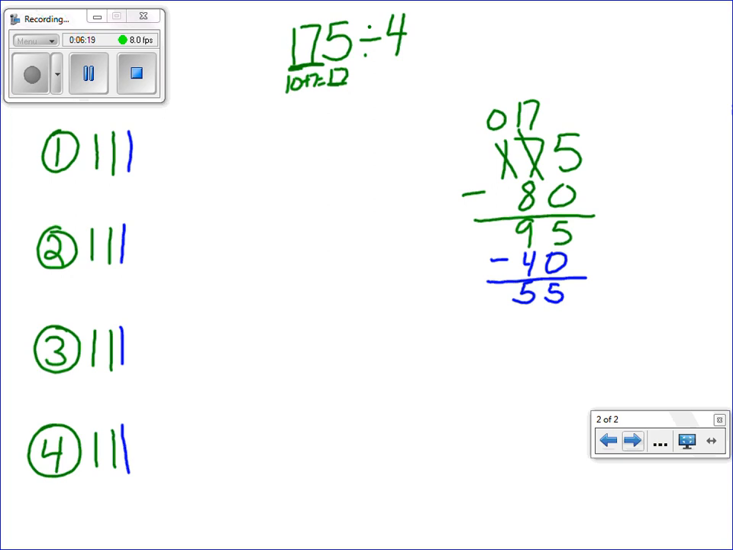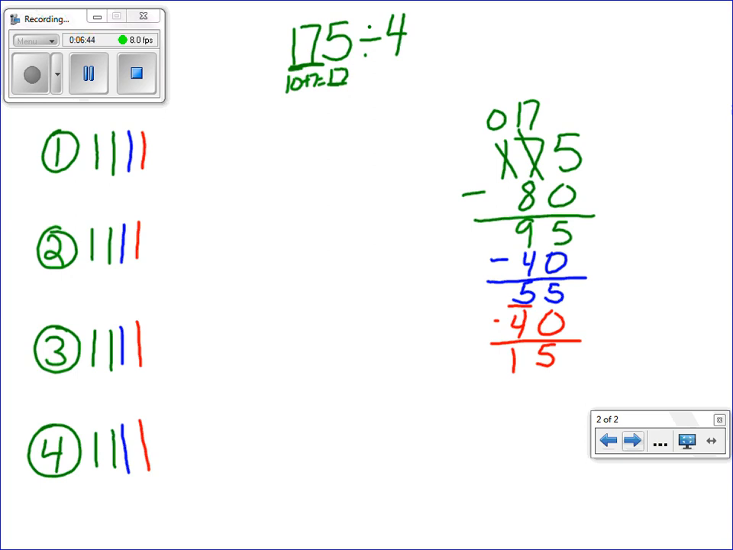Oh, I still have enough tens to give each one another 10, since I have 5 tens here and 4 groups. So I'm going to give each one another 10. Now I'm going to subtract that, which is 40, from my 55, and I'm left with 15. Now I can't share any more tens. I just have that 1 ten.